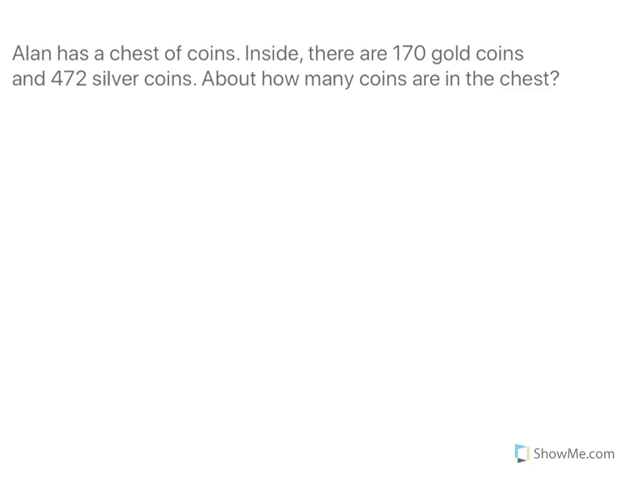Now, let's look at a word problem. So this says Alan has a chest of coins. Inside there are 170 gold coins and 472 silver coins. About how many coins are in the chest? So what we have to do is take our two numbers that were given, 472 and 170. This word problem does not tell me what they want me to round to, so I have to infer that they want me to round to the hundreds place.